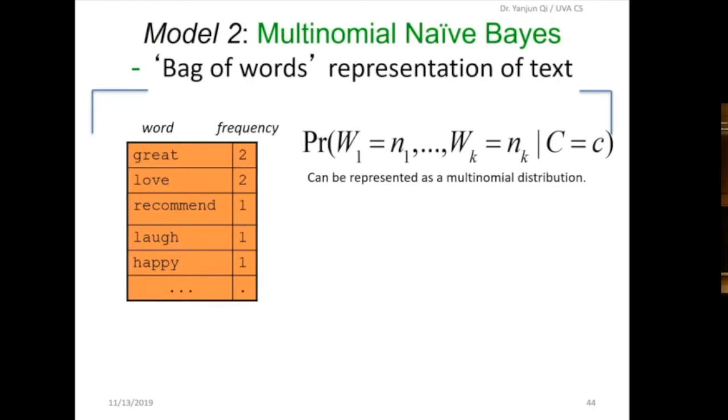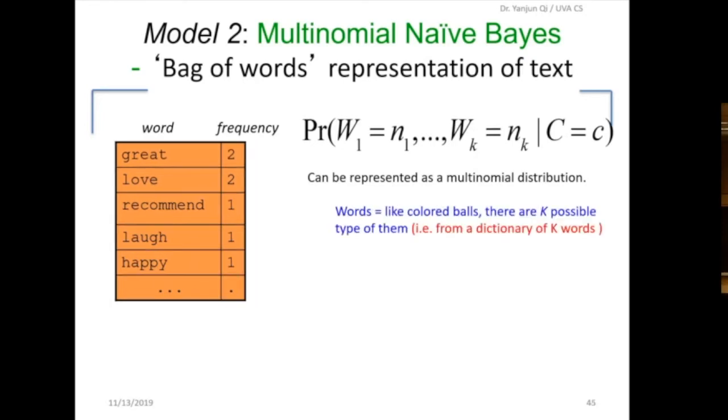So I hope you still remember what multinomial is from your probability class. In the end, what we're trying to get is this joint conditional probability. So for this vector of counts, what is the probability given a specific class? In this case, words are like colored balls, right? There are k possible colored balls. In this case, actually, it's the vocabulary size.